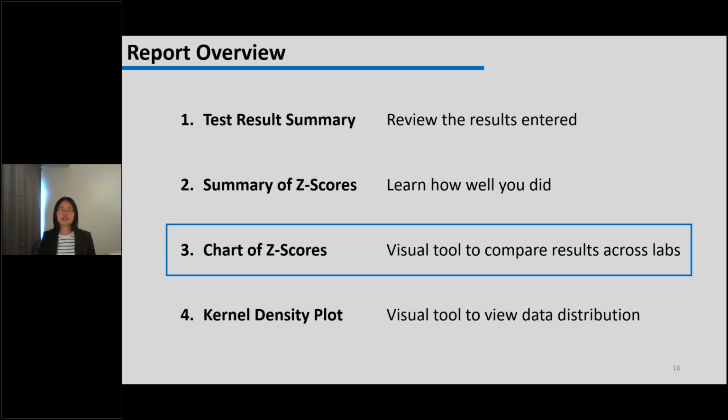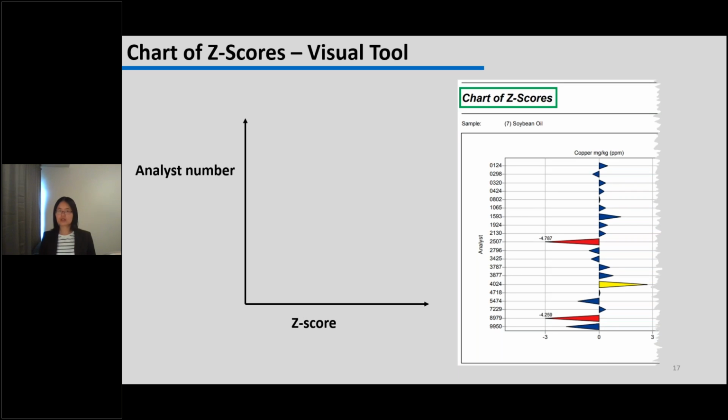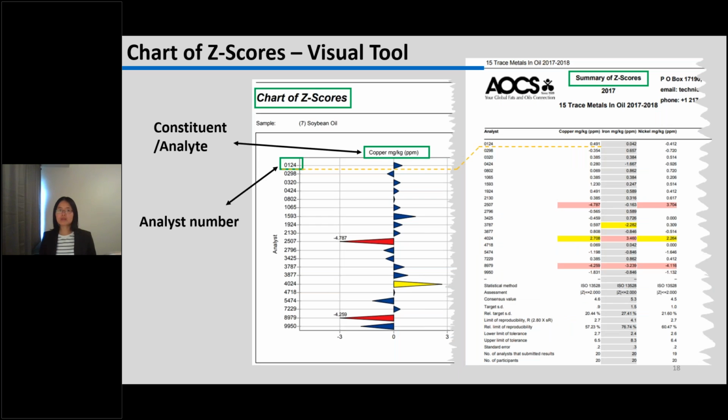The third part of the report is the chart of these scores. The chart of these scores essentially is presenting the z-scores provided in the second part of the report in a chart. In the chart, the x-axis is the z-score. The y-axis is the analyst number. The chart of these scores makes the comparison of these scores across labs straightforward.